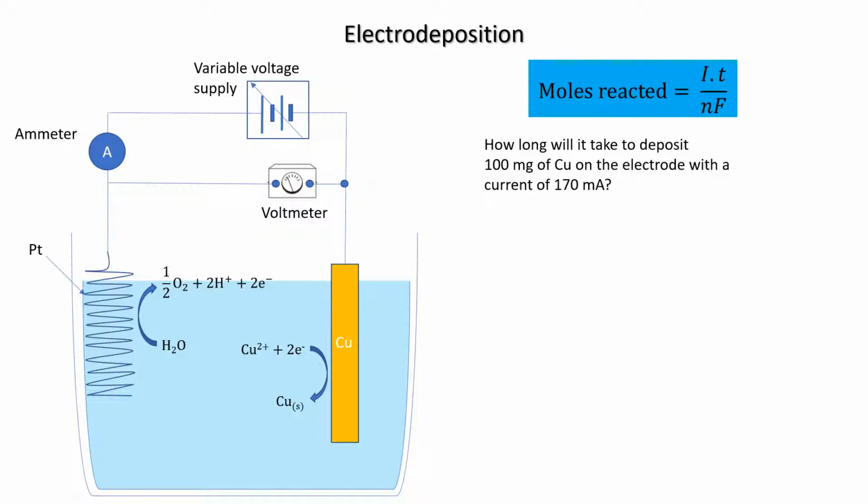How long will it take to deposit 100 milligrams of copper on the electrode if a current of 170 milliamps is applied? Now, we'll go through the answer to this and the way to approach one of these questions in the lecture, but this would be a good thing for you to try and work out on your own beforehand.